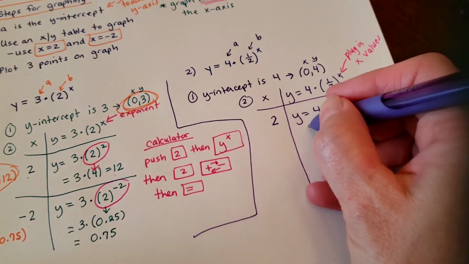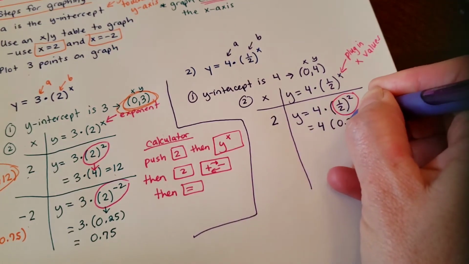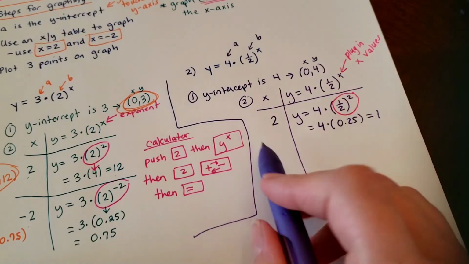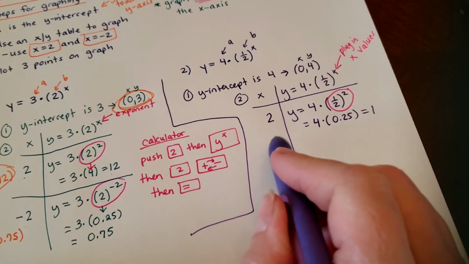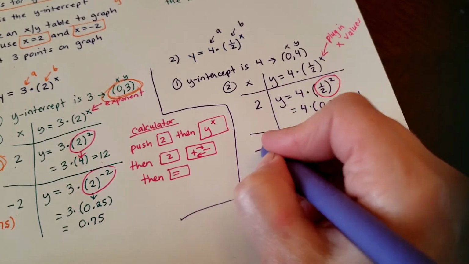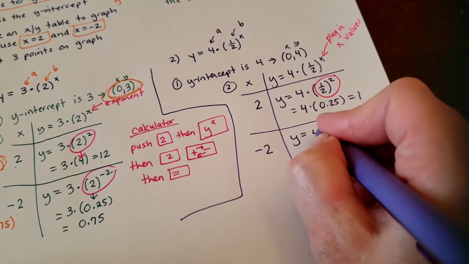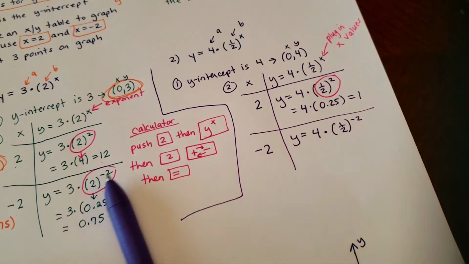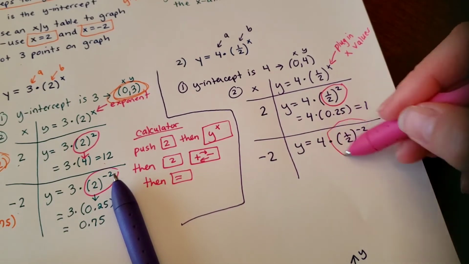So we're getting the same values that we got before, so 0.25. And when you multiply 4 times 0.25, you're going to get 1. So this ordered pair is 2, 1. We just have one more to do. So we're going to plug in a -2, so 4 times 1/2 to the -2. Again, you want to make sure that you're doing this on the calculator.